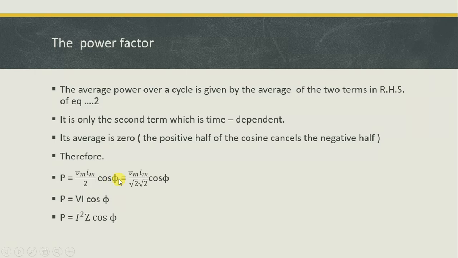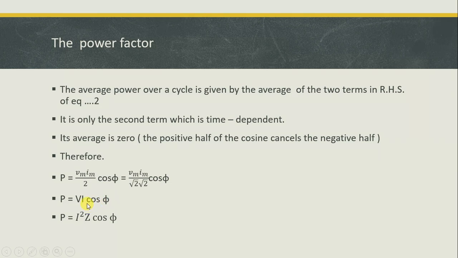But we can write Vm by root 2 into Im by root 2, into cos phi. Im by root 2 and Vm by root 2 are equal to the voltage and current you are applying to the source, the rms values. So we can write that P is equal to V into I cos phi.